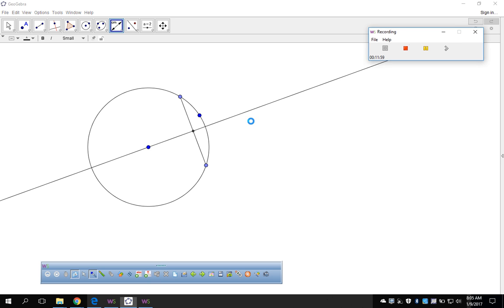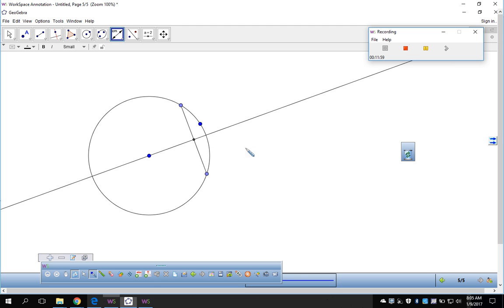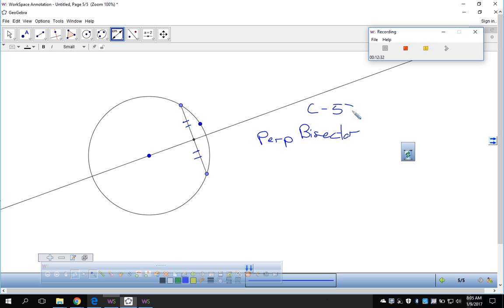Whoops, I'm still recording. Okay. So C57, you should have discovered that if you measure these two pieces, they come out to be the same, right? And if I make a perpendicular from here to here, then C57 says a perpendicular to a chord from the center of a circle to the chord is the perpendicular bisector of the chord. That's C57. And I'm going to let you try that last one on your own.